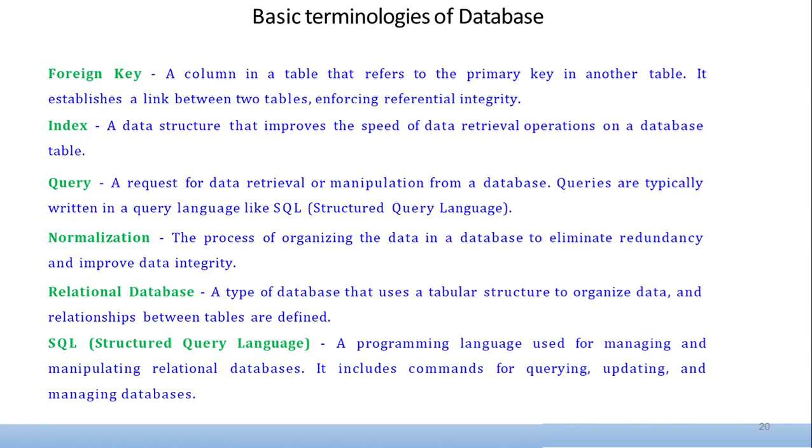The next thing is your foreign key. A foreign key is a column in a table that refers to the primary key in another table. So you have to be very clear: a column in a table which refers to the primary key in the other table. Thus, the foreign key establishes a link between the two tables, enforcing the integrity of the database. The next concept would be index.